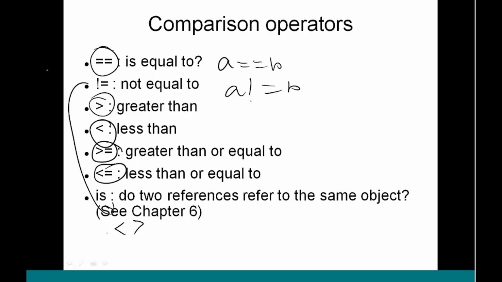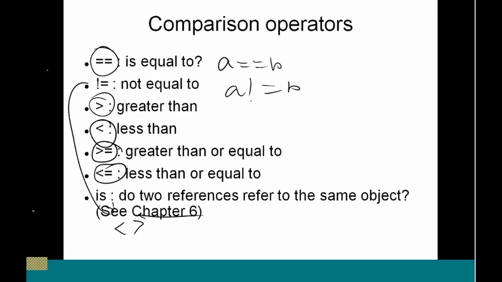And then we also have is, where the two references refer to the same object. This one we will cover in chapter 6, so wait for a couple more lectures and then we will go through that. This is one level of indirection when we talk about references. Basically, the address is the same even though the values may differ. So that's another thing that we can find out.